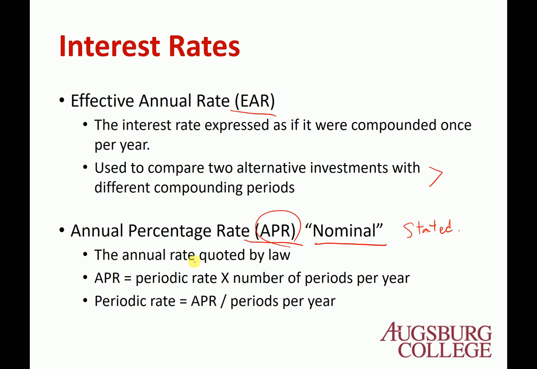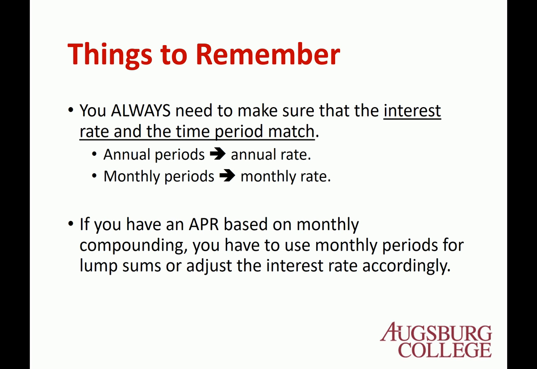This is the annual rate quoted by law, and the periodic rate, the quarterly rate if it is, is APR divided by the number of periods per year. So for quarterly it is 4, annual is 1. Things to remember: you always need to make sure the interest rate and time period match to compare. You can compare two annual rates, two semi-annual rates, or two quarterly rates, but you cannot compare an annual rate versus a quarterly rate directly, or annual versus semi-annual. Period and time should match.